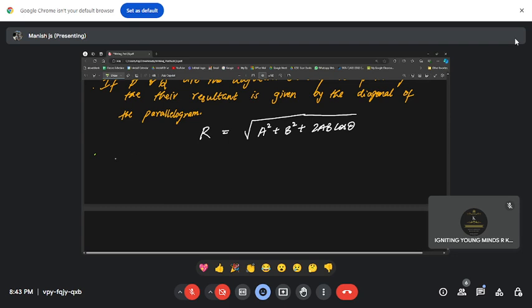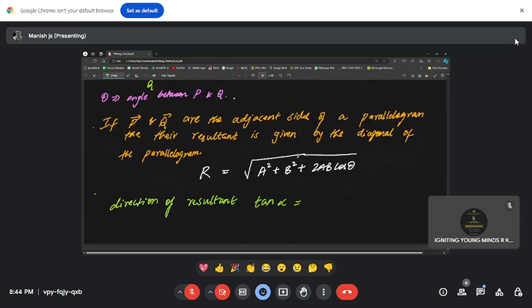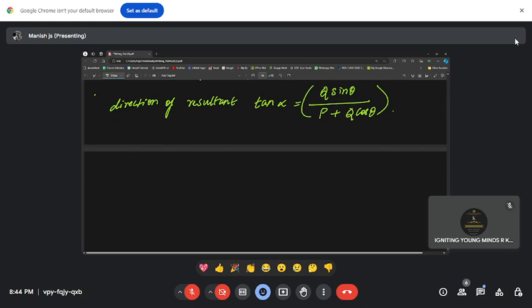Similarly, you can find out the direction of resultant. That is also having a relation. So direction of resultant is given by tan alpha is equal to, so previously I took P and Q, I will write for that. You can write this as Q sine theta divided by P plus Q cos theta. So like this, you can find out the direction of resultant, which is given by tan alpha.